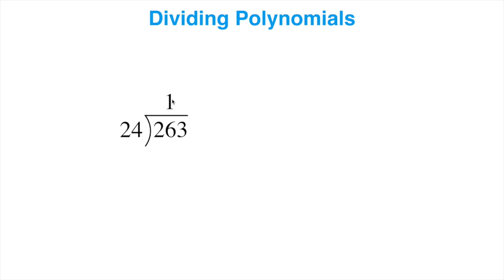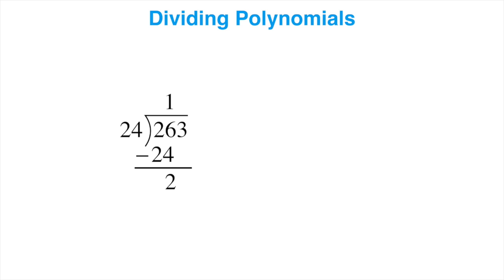Now here's a key point. This is what we're going to use quite a bit. Then we're going to multiply this 1 by 24. So 1 times 24, we're going to write the number down here. 1 times 24 is 24. Now this is really important. See how this is a positive 24? Now we subtract. In other words, we're going to change the sign. So we subtract 24. So 26 minus 24 is 2.